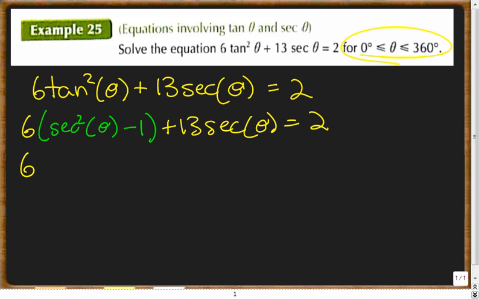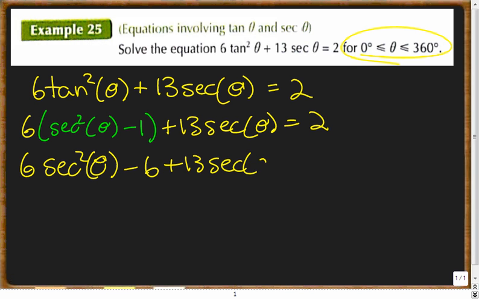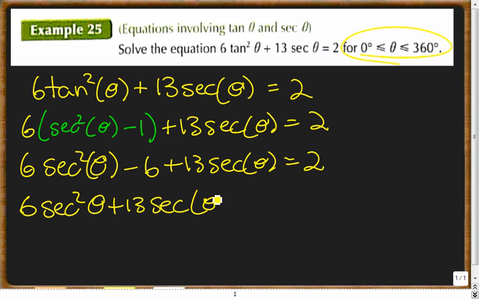So we're going to get 6 secant squared of theta minus 6 plus the 13 secant of theta equals 2. And so when we finally put this together like a quadratic would normally look, we're going to get 6 secant squared of theta plus 13 secant of theta minus 8 equals 0. Okay, so now how are we going to go about solving this? How are we going to get our answers to work?